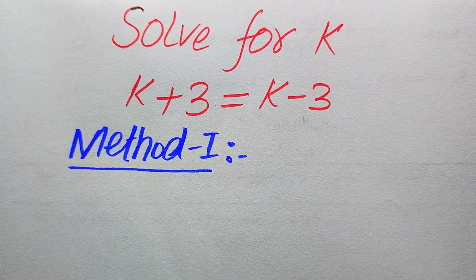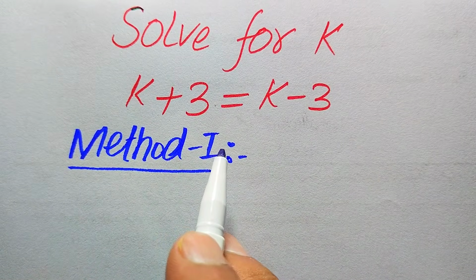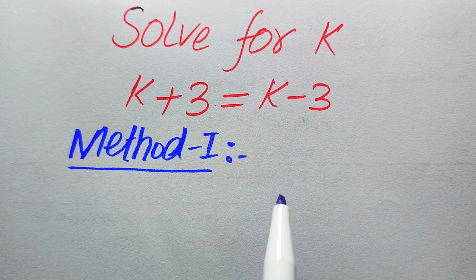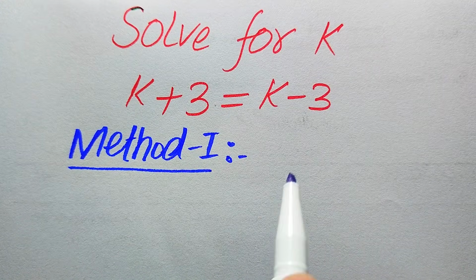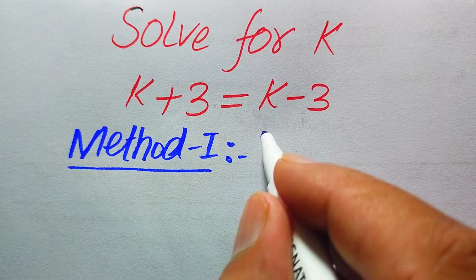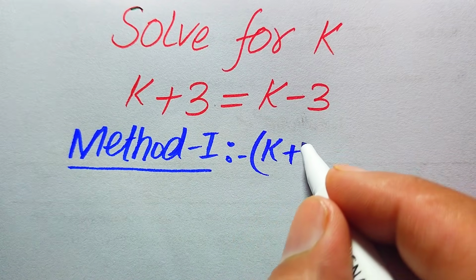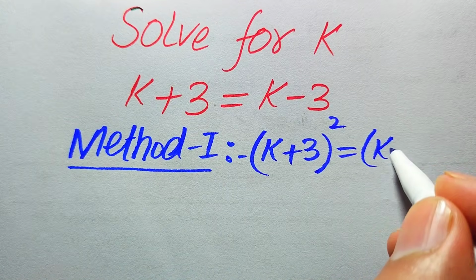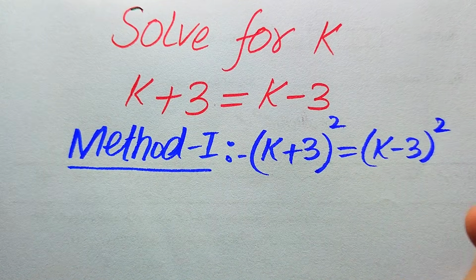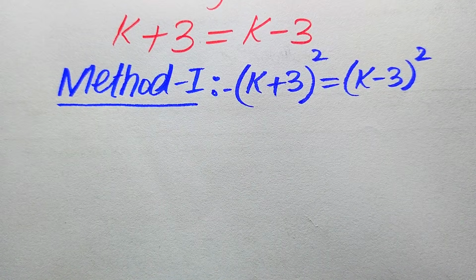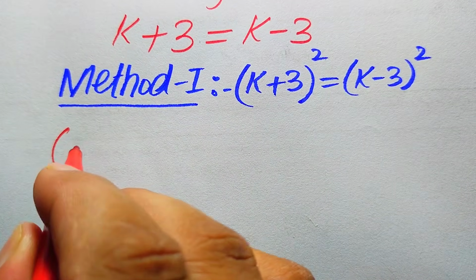So here in the first method we find the value of k, but if you look directly at the question statement, it is not possible to find the value of k. But here we will give you a nice technique in which you can easily get the values of k. For this, first we square both sides, and this will be written as (k plus 3) whole square is equal to (k minus 3) whole square. And now we use the nice algebraic formulas on both sides, and you know about that.